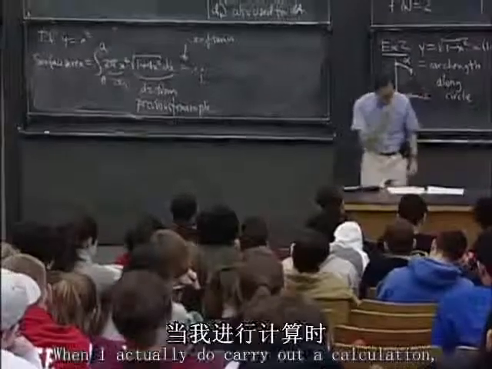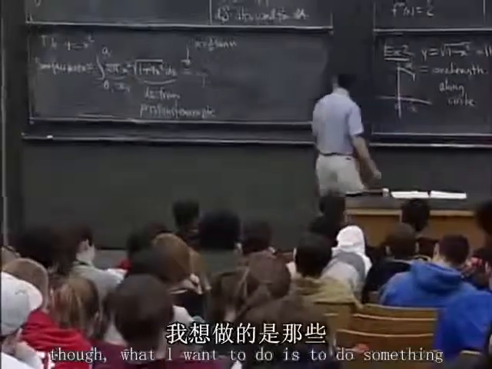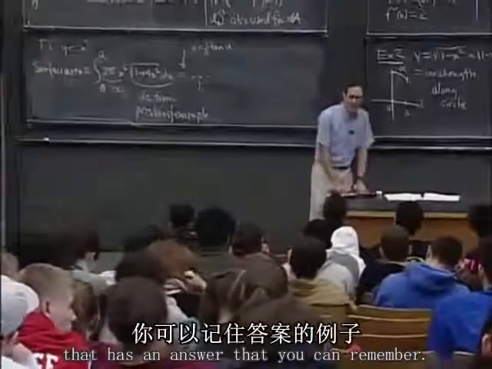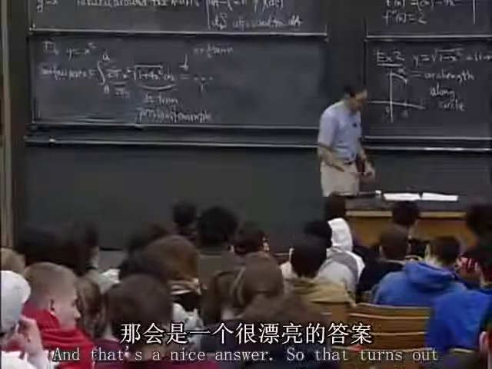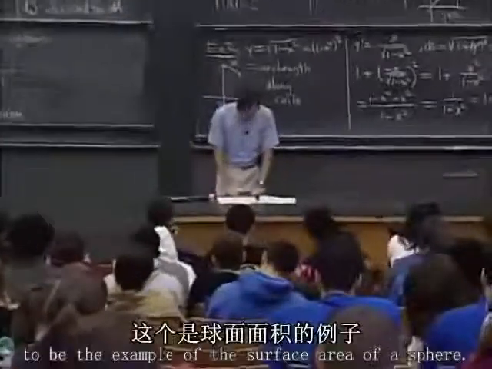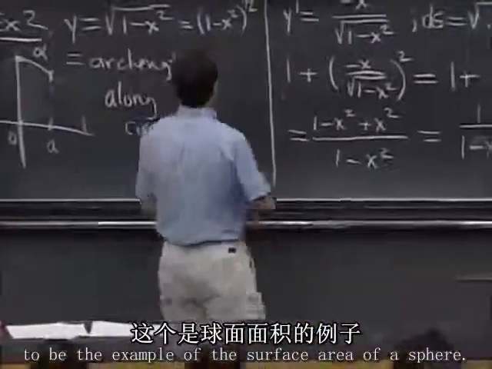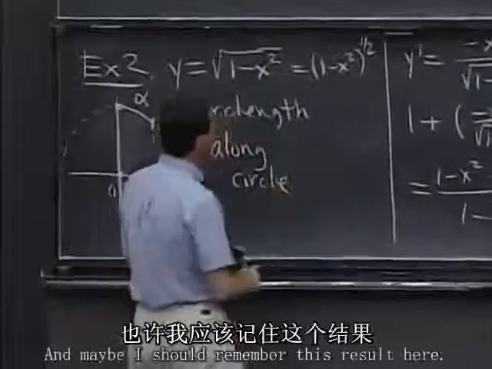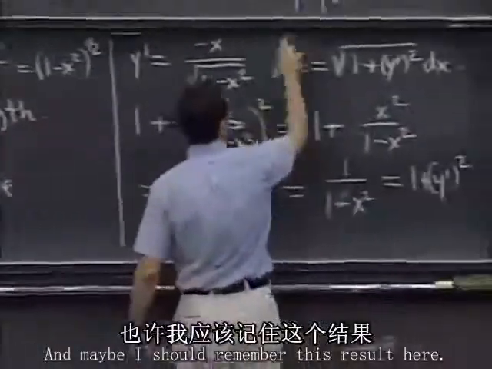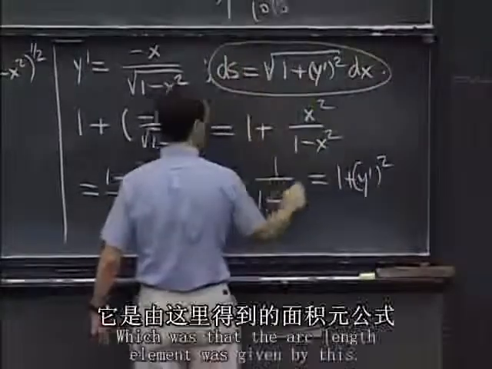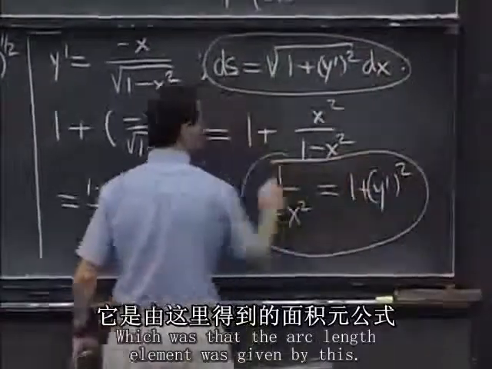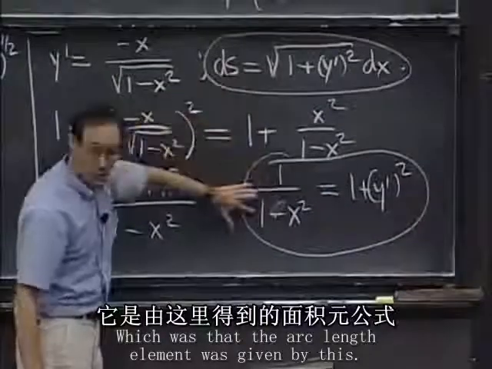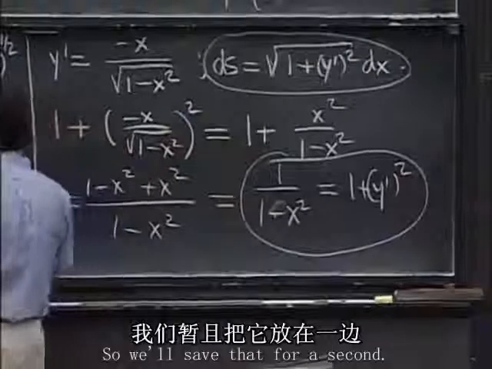Now, when I actually do carry out a calculation, though, what I want to do is something that has an answer that you can remember, and it's a nice answer. So that turns out to be the example of the surface area of a sphere. So it's analogous to this 2 here, and maybe I should remember this result here, which was that the arc length element was given by this. All right, so we'll save that for a second.